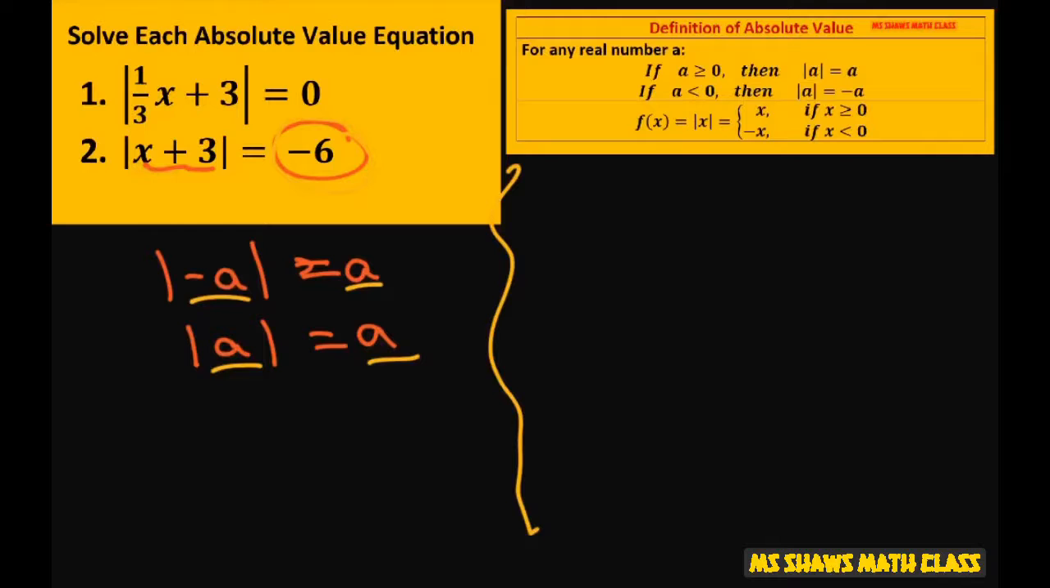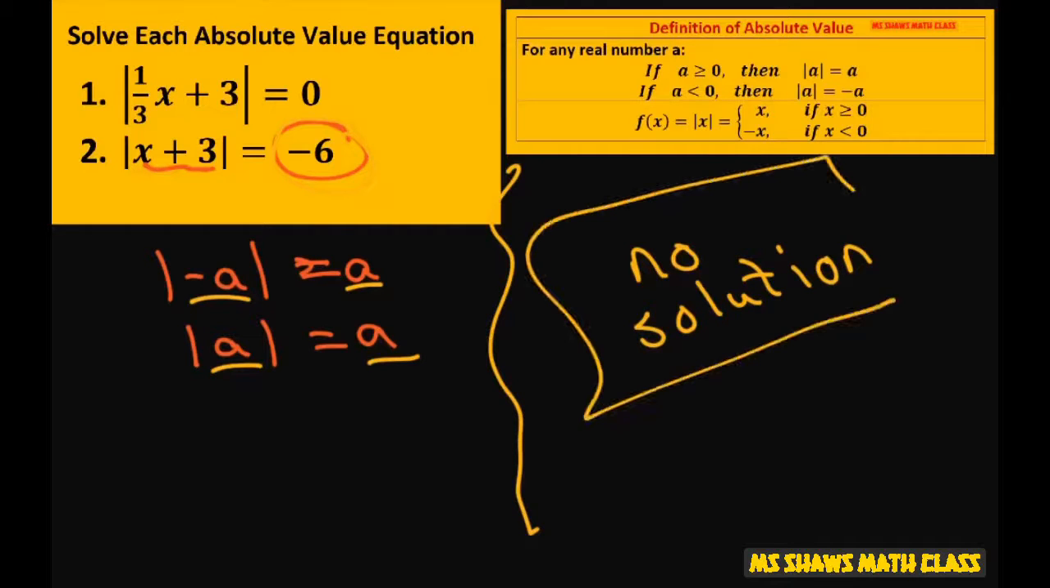The reason I put this on the video, so there's no solution, is because that was on a PSAT exam. I saw that on the PSAT exam, so I just wanted to make sure that you can never have a negative here because it doesn't make sense by definition of absolute value.